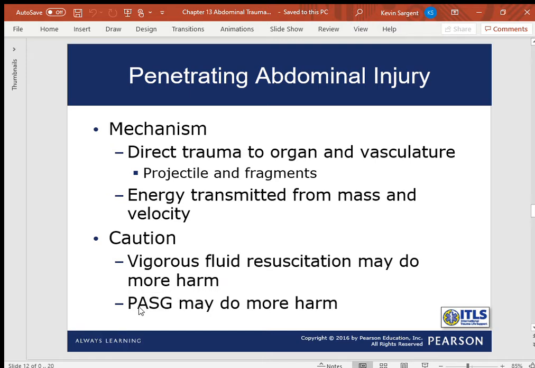PASG, which is pneumatic anti-shock garment, also known as MAST, M-A-S-T, military anti-shock trousers. They're not commonly seen on the ambulance. They're not mandatory equipment in most areas. We do have some pairs in the training center if you ever want to play with them.